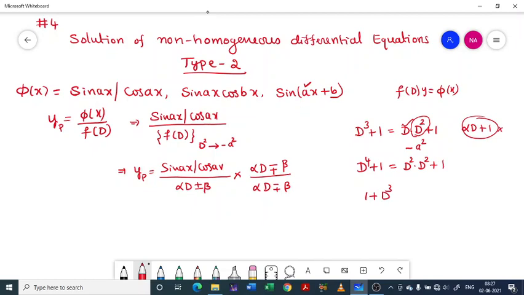Instead of dq plus 1 here, suppose you might have written 1 plus dq. Then it takes the form 1 plus alpha d. If it takes 1 plus alpha d, then no problem. You can write it as alpha d plus 1 and multiply and divide it by alpha d minus 1.